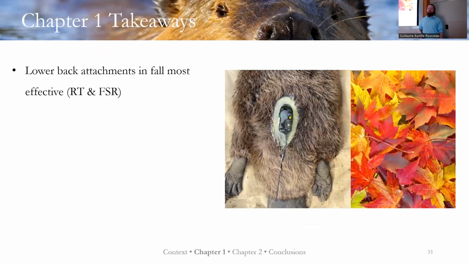And so some takeaways from chapter 1. Again, the lower back attachments in fall were by far the most effective method. And I think there's a couple of different things that are actually going on here that explain that related to the biology and the behavior of this animal. So during the spring, they are going to have kids present, and they're going to have to allocate a lot more time to parental care, which means more time spent in the lodge, as opposed to in the fall when they're really no longer required to provide that parental care as much. And they're going to increase their foraging to collect food and construction materials for the winter. And so just by virtue of being out of the lodge that much more in the fall versus the spring, you're going to get a better fix success rate.